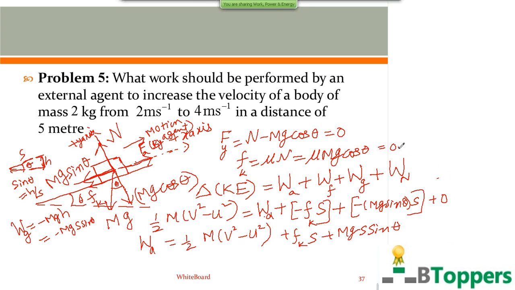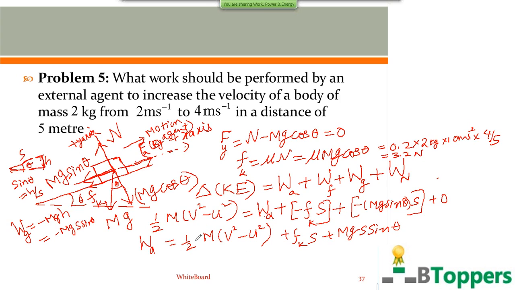Nu is given to be 0.2. M is 2 kg. G is 10 meter per second square. Cos 37 degrees is 4 by 5. This you can simplify. That comes out to be 3.2 newtons.